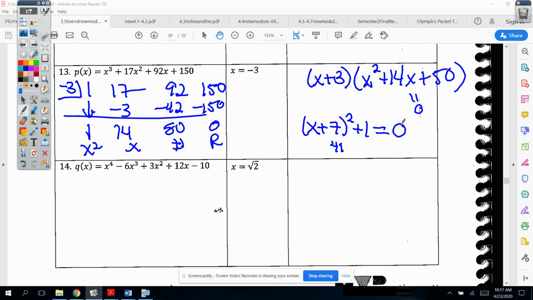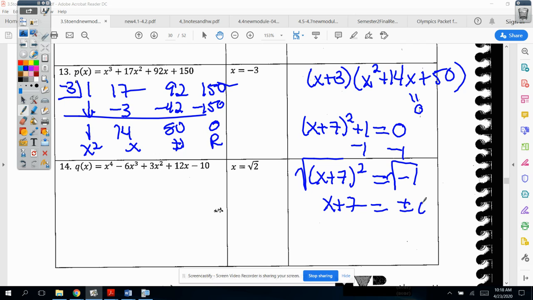This one's actually going to have imaginary zeros. If I was to graph it, I would see only one x-intercept at negative 3. The rest I couldn't even see. So you actually would have to do this by hand. x plus 7 squared is negative 1. Square root both sides. There's an i, plus or minus i, and then subtract 7 from both of them. So negative 7 plus i and negative 7 minus i as those last 2.